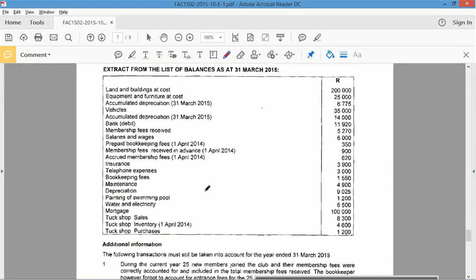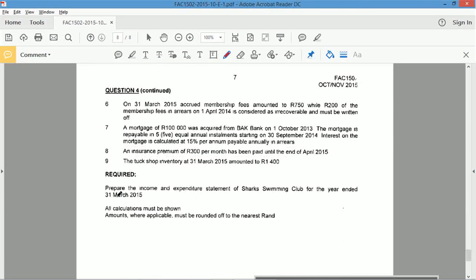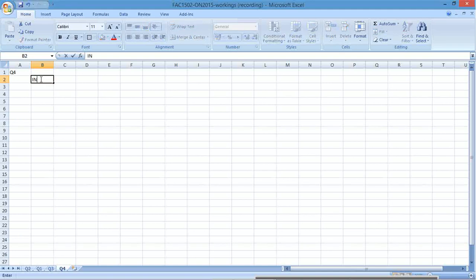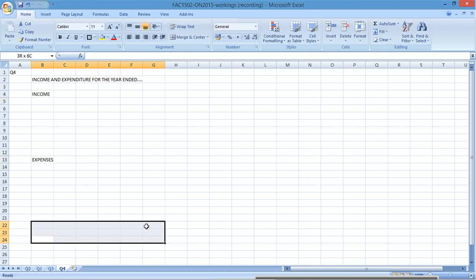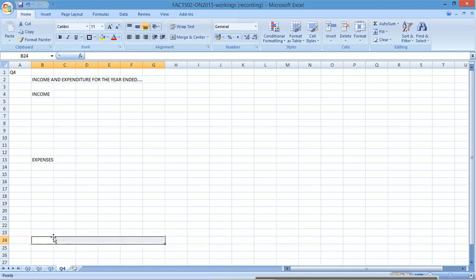Okay, what is the required ask for? Prepare the income and expenditure statement of Shark Swimming Club for the year ended. Okay, so that's easy. Income and expenditure for the year ended. Okay, so you literally have one heading for income, one heading for expenses, and then surplus or deficits. Okay, remember clubs don't make a profit.